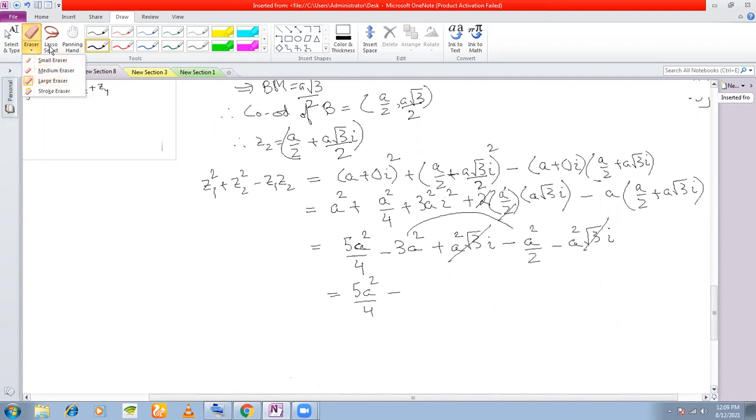And you get a square plus 3a square i square. This is by 4. Plus twice a by 2, a root 3 divided by 2. Minus a by 2 into a plus a root 3 by 2. So this is okay. So now you take the LCM of these first two terms, a square plus a square by 4 will give you 5a square by 4. You put i square is equal to minus 1, you get 3a square by 4. Okay, and here you are getting a square root 3i divided by 2. Okay, let me write this once again because I've cancelled this.